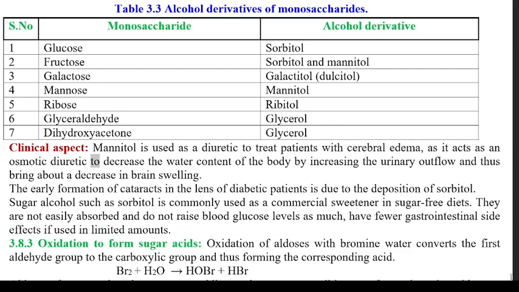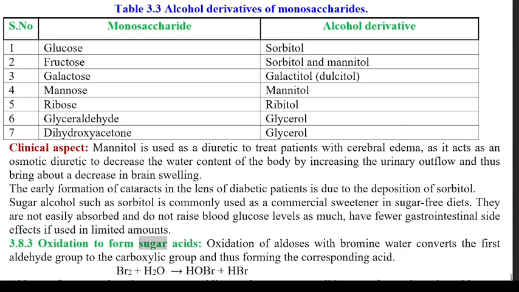Clinical aspect: mannitol is used as a diuretic to treat patients with cerebral edema, as it acts as an osmotic diuretic to decrease the water content of the body by increasing the urinary outflow and thus bring about a decrease in brain swelling. The early formation of cataracts in the lens of diabetic patients is due to the deposition of sorbitol. Sugar alcohols such as sorbitol are commonly used as commercial sweeteners in sugar-free diets. They are not easily absorbed and do not raise blood glucose levels as much, and have fewer gastrointestinal side effects if used in limited amounts.